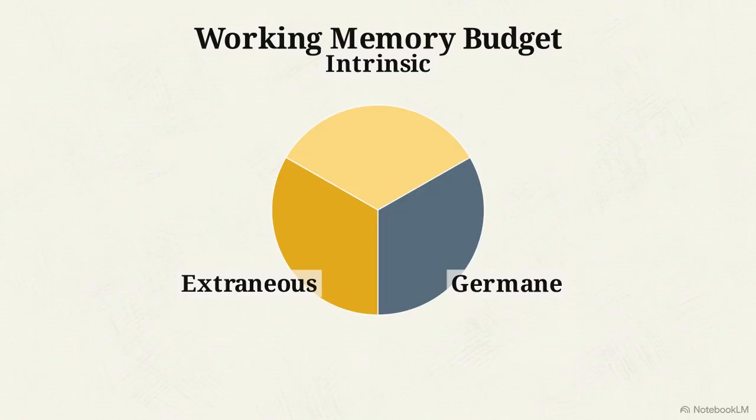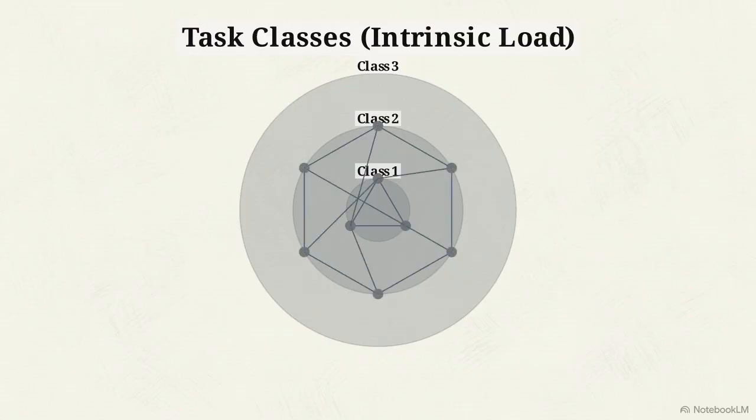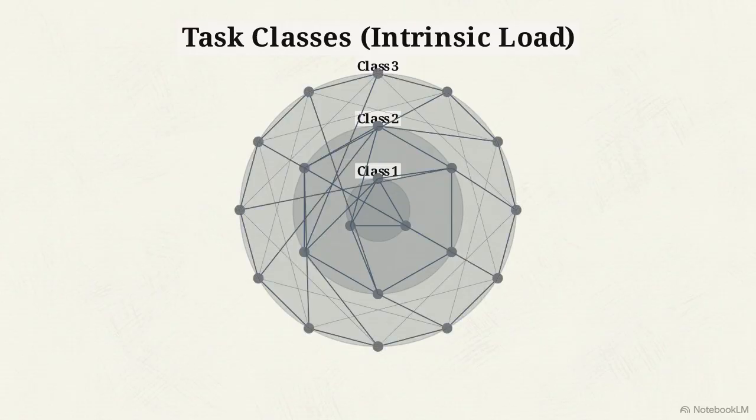During learning, three distinct types of cognitive load compete for space in working memory. Intrinsic load represents the natural, unavoidable complexity of the material itself. 4CID manages this by organizing whole tasks into progressive task classes. The model uses simplifying conditions that scale in complexity without breaking the task into isolated pieces.